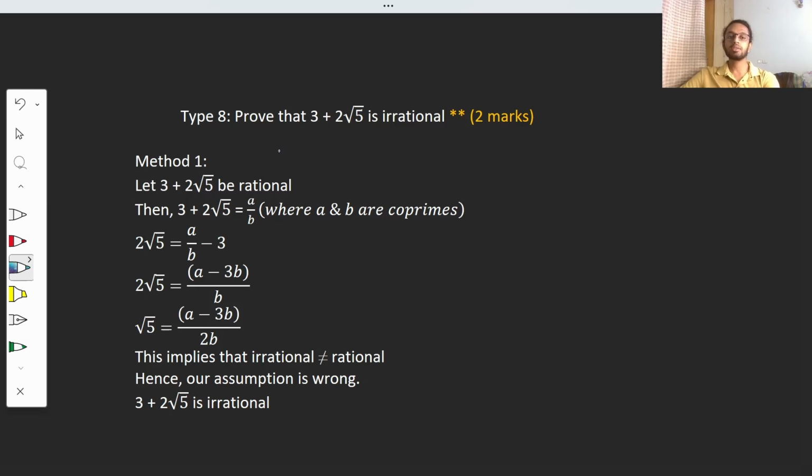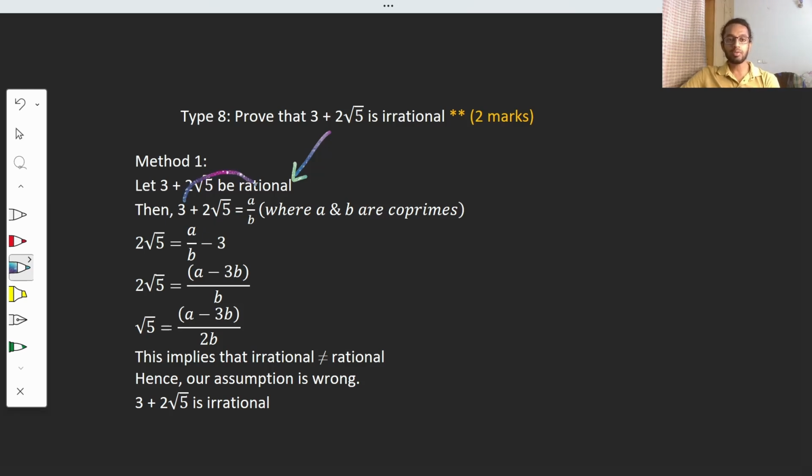Now again, in this question, we assume that what we are supposed to prove is irrational to be rational, as you can see. And then the same procedure, because it's rational, we are able to write it as a by b, where a and b are coprimes. The same procedure that we did in the previous concept. Now slowly we'll be isolating root 5. In the sense, it's called separating root 5.